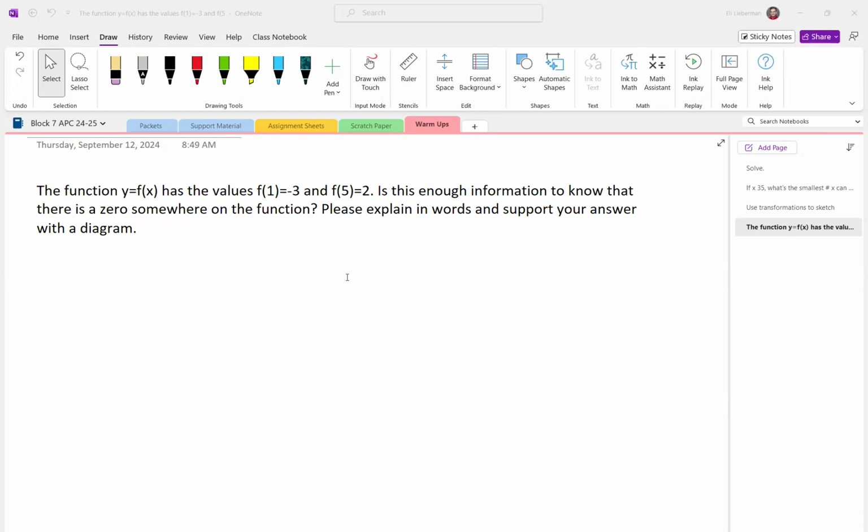So what do you think? Five out of five thumbs. Is it enough information? No, it's not enough information. Okay, so I'm seeing a lot of no's. So I'd like to hear about it, because did you already draw the picture?